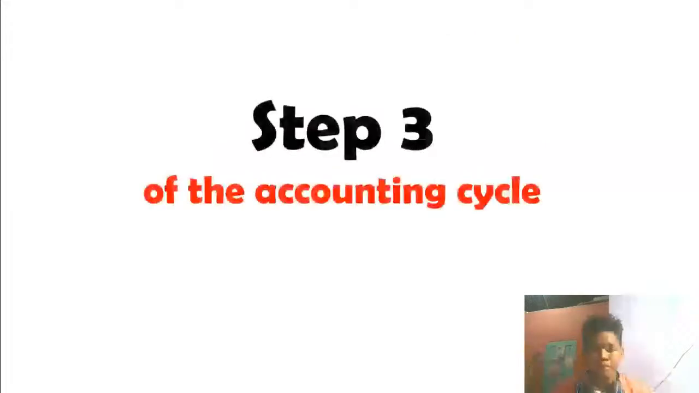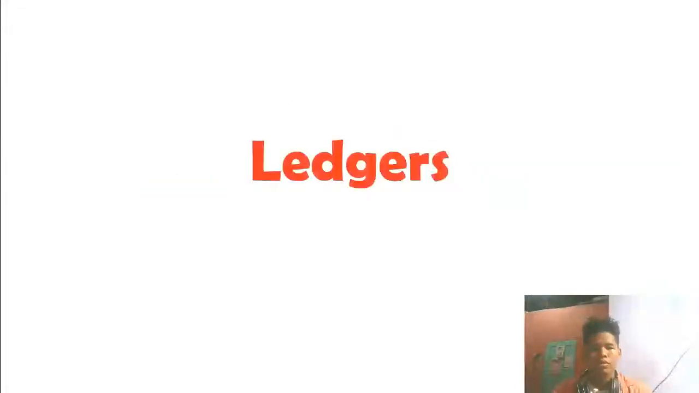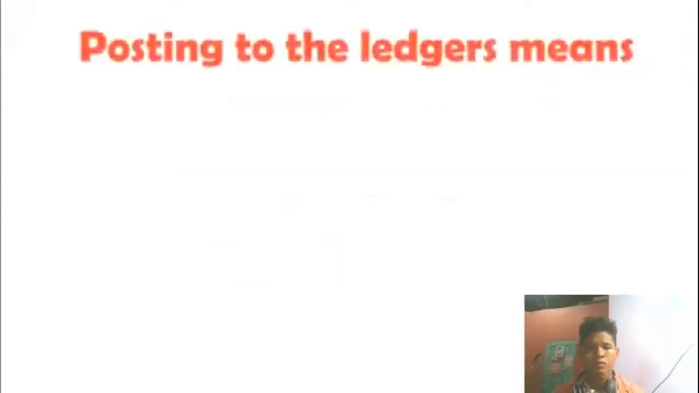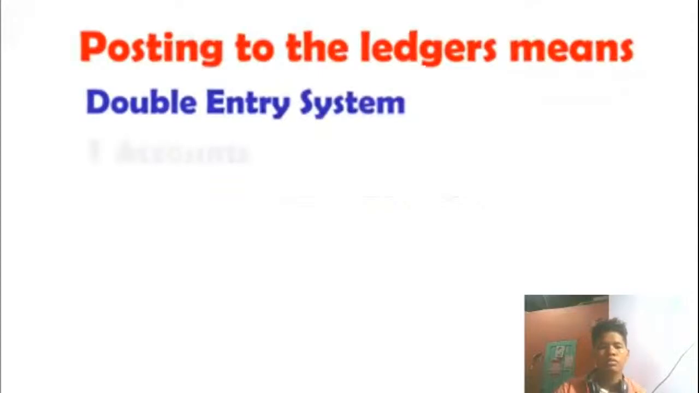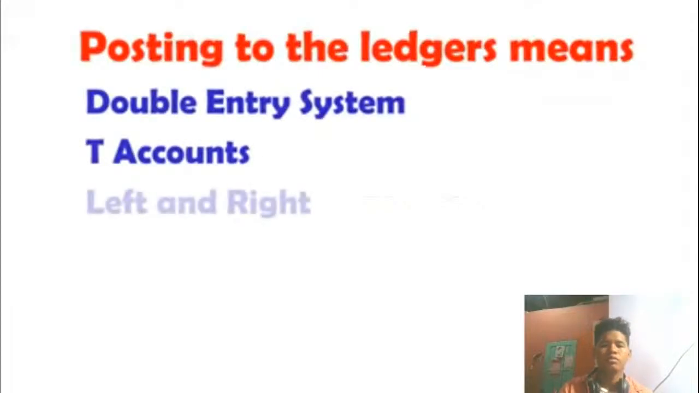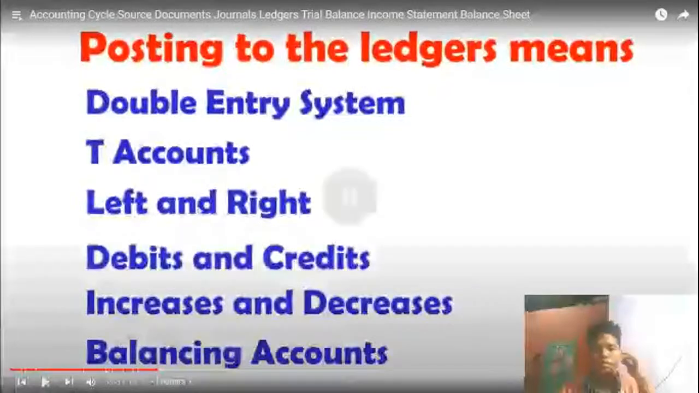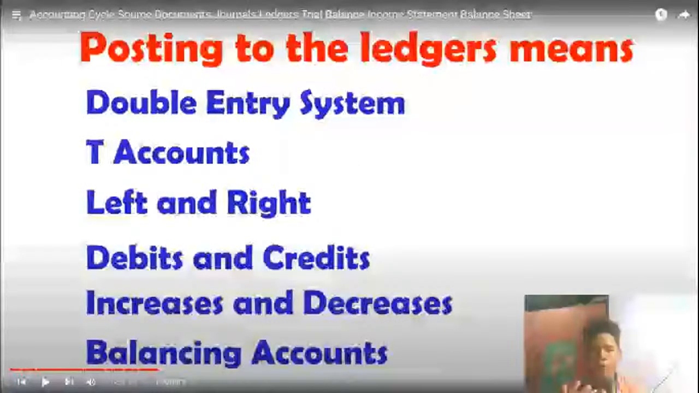Step 3 of the accounting cycle: ledgers. Sales ledger, purchase ledger, general ledger. Posting to the ledgers means the double entry system: T accounts, left and right, debits and credits, increases and decreases, balancing accounts.